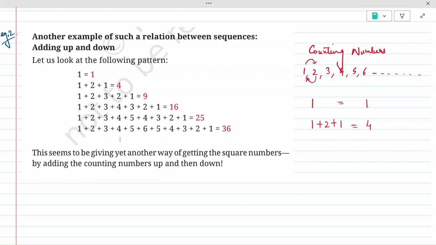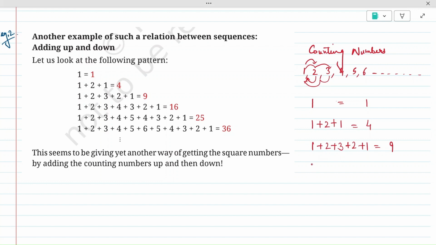This was 1 only. And to get the next number, we will do 1 plus 2 plus 3, that is up first, 1 plus 2 plus 3, and then down. That is from this 3, we will go back, plus 2 plus 1. So this is 3 plus 2 plus 1. And if we add up, we will get 9 here.